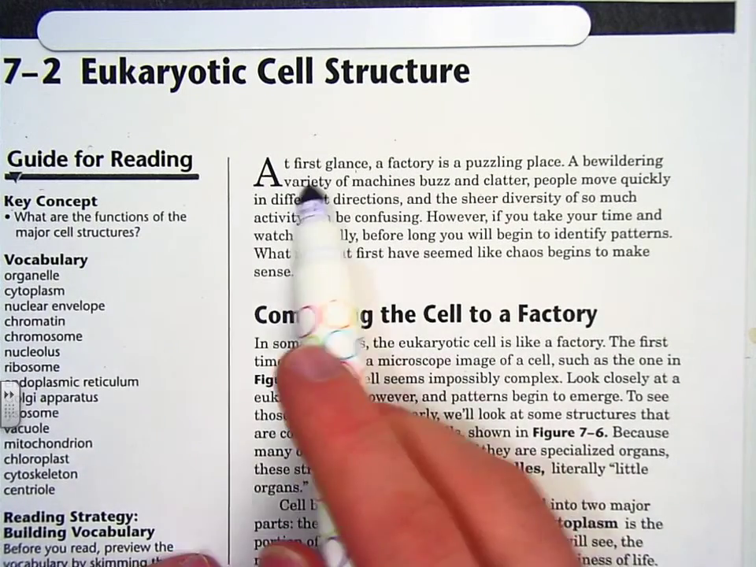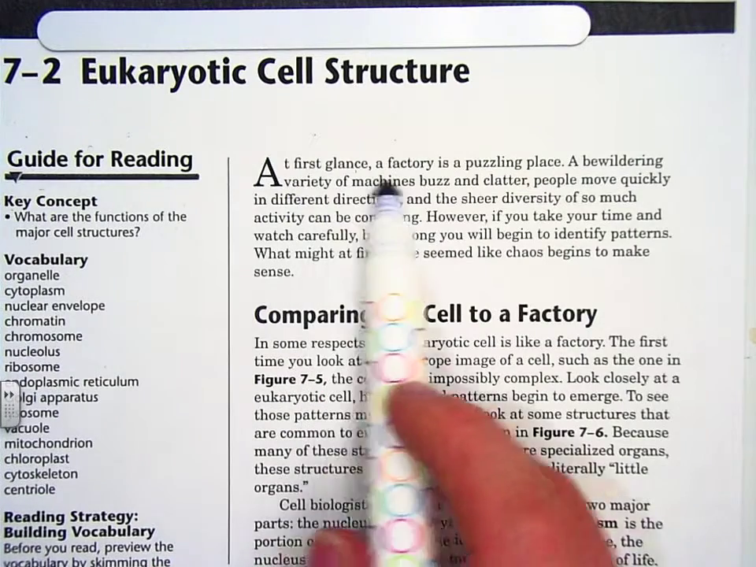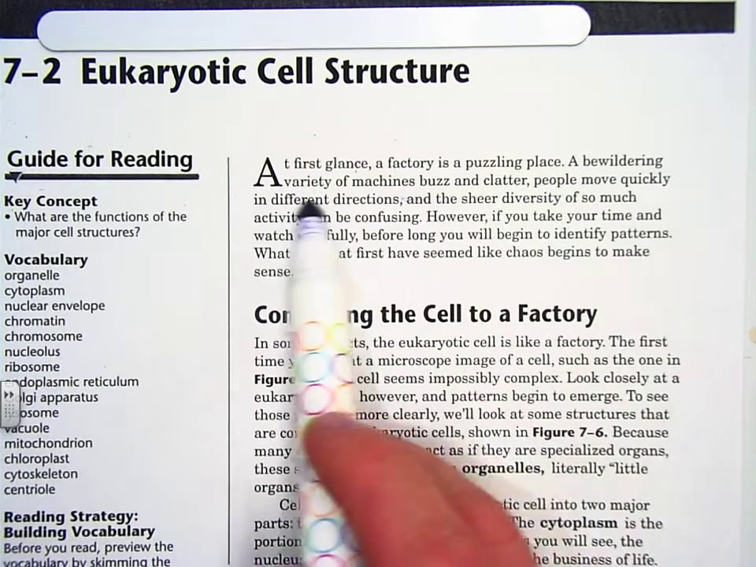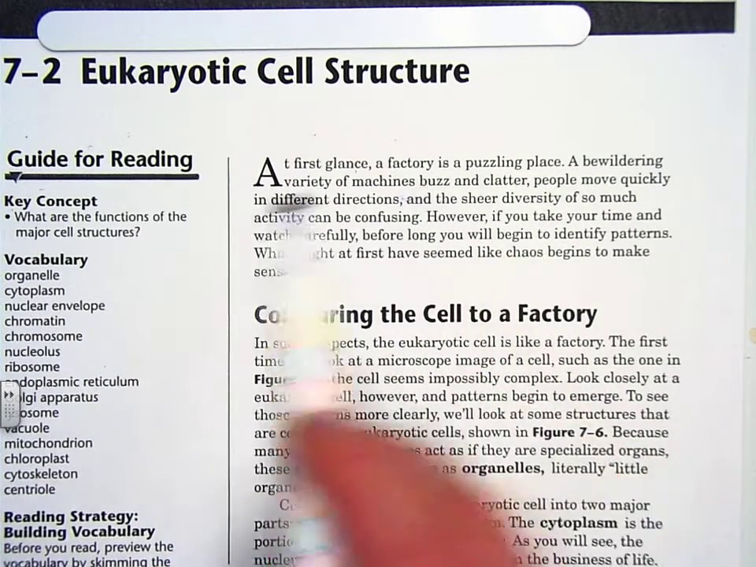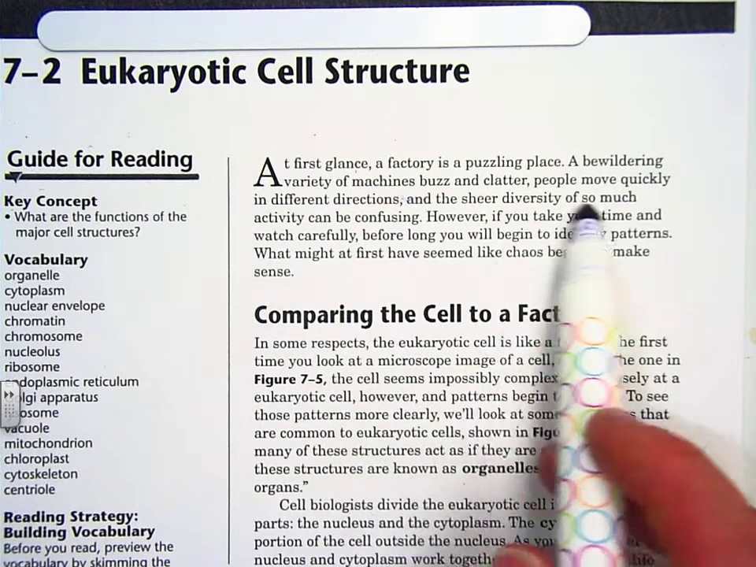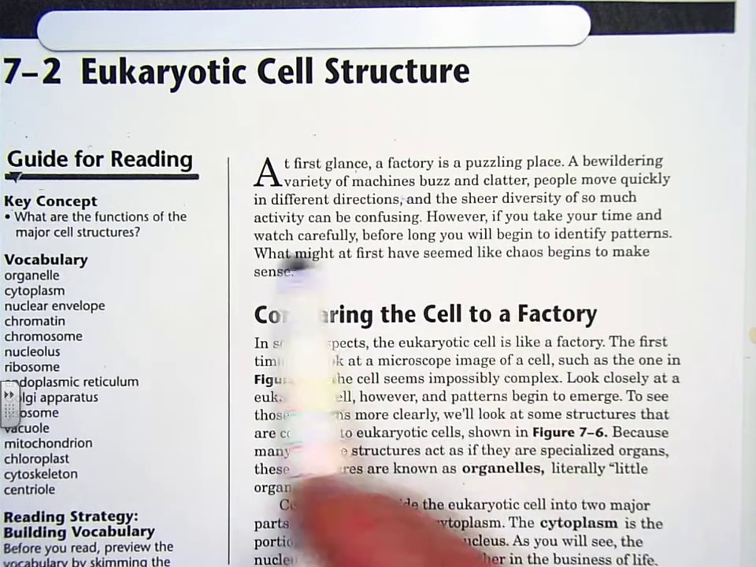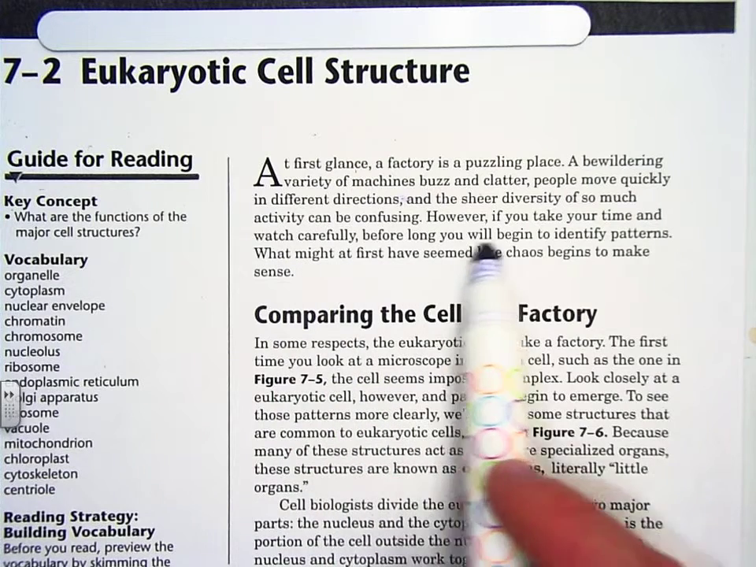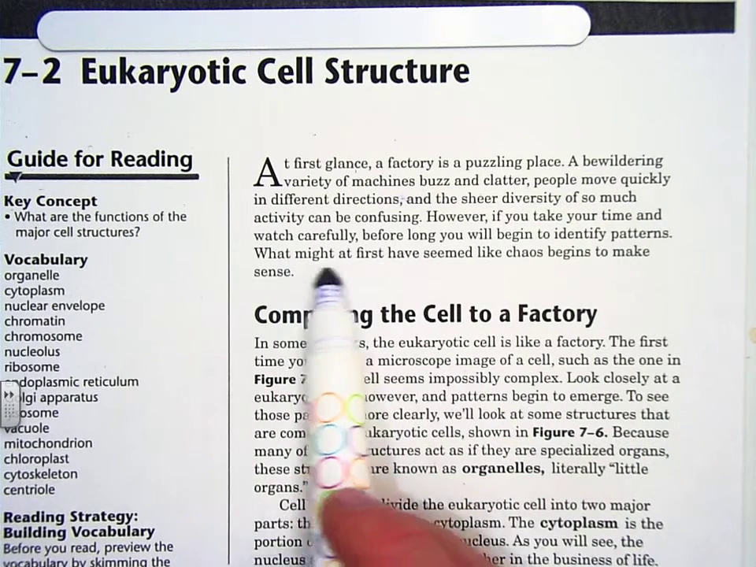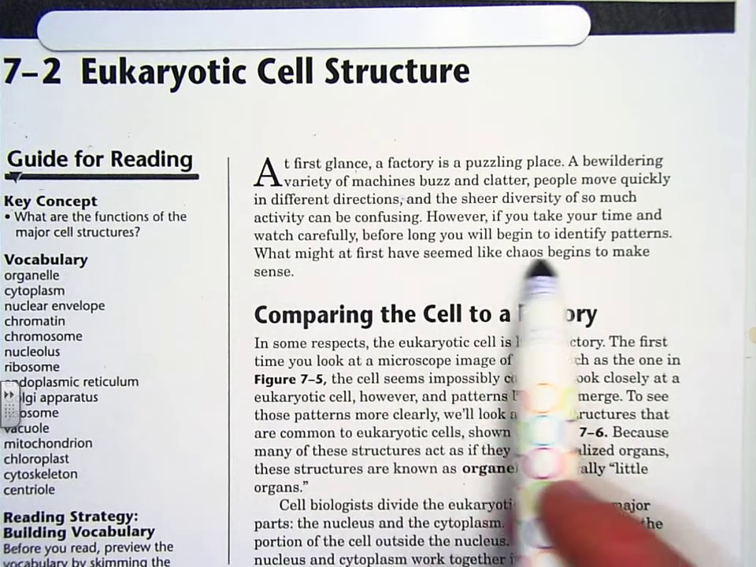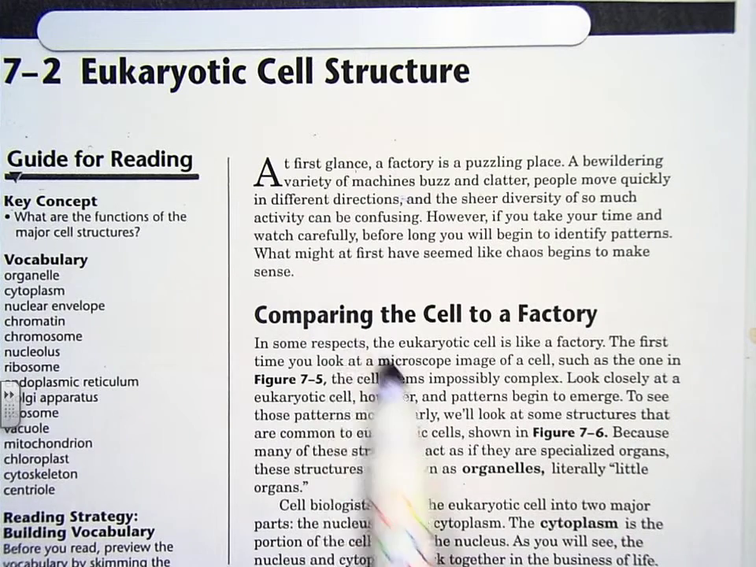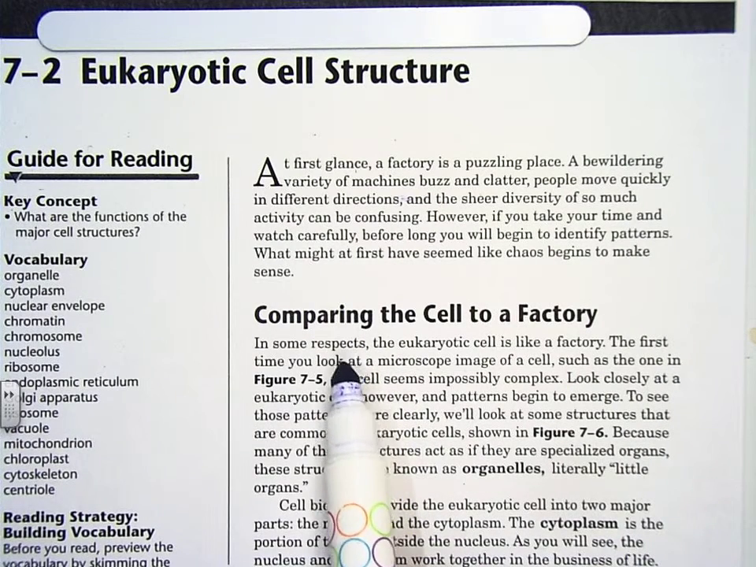At first glance, a factory is a puzzling place. A bewildering array of machines buzz and clatter, people move quickly in different directions, and the sheer diversity of so much activity can be confusing. However, if you take your time and watch carefully, before long, you'll begin to identify patterns. What might at first seem like chaos begins to make sense. Comparing a cell to a factory.